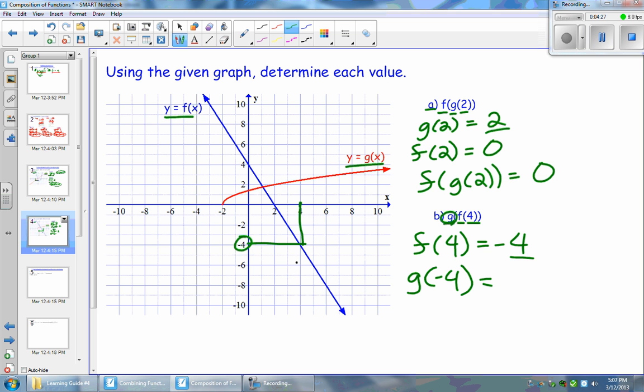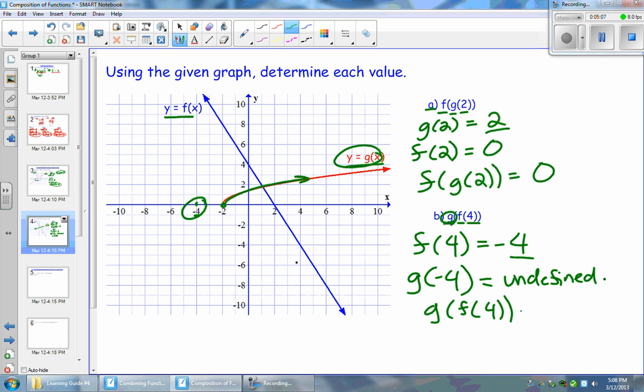Let's go to our g function here. Our g function is that radical red graph. There's our x value right there. But notice that this red curve is not defined when x is equal to negative 4. It starts at negative 2 and keeps increasing towards positive infinity, but there are no y values when x is equal to negative 4. So what can we conclude here? We can say that g of negative 4 is undefined, and that's what you're going to say about the entire composition. So g of f of 4 is undefined.